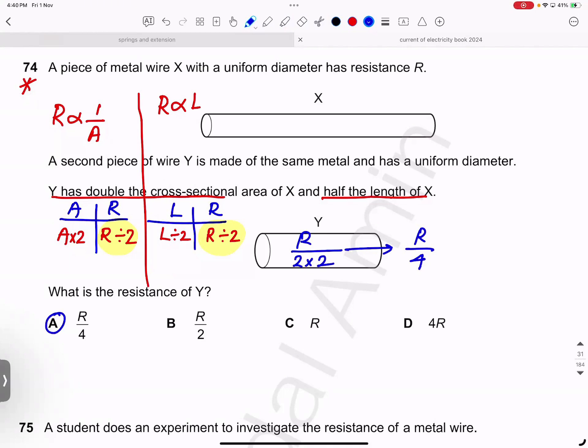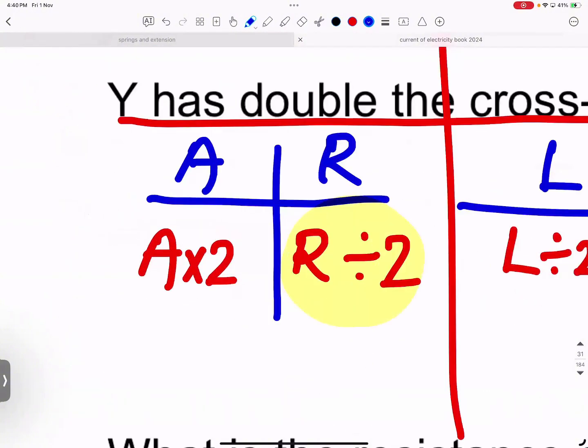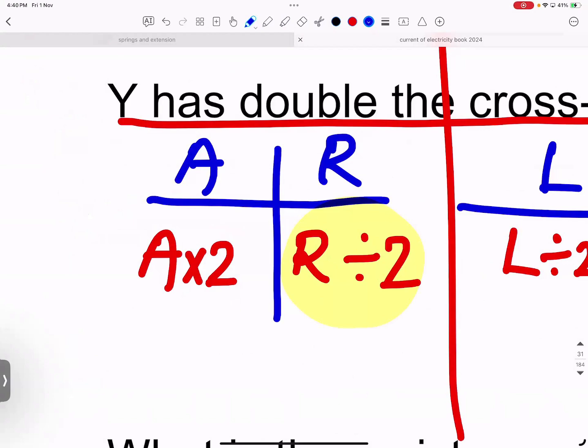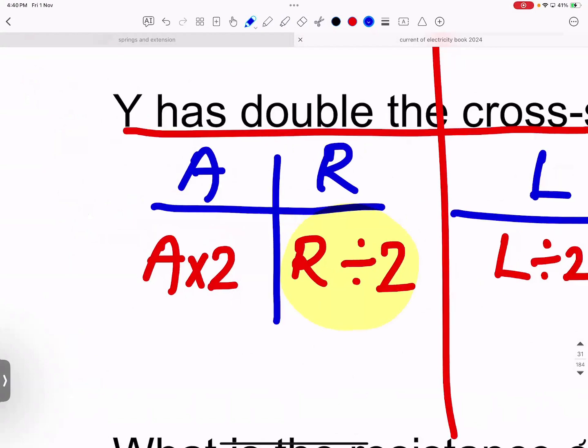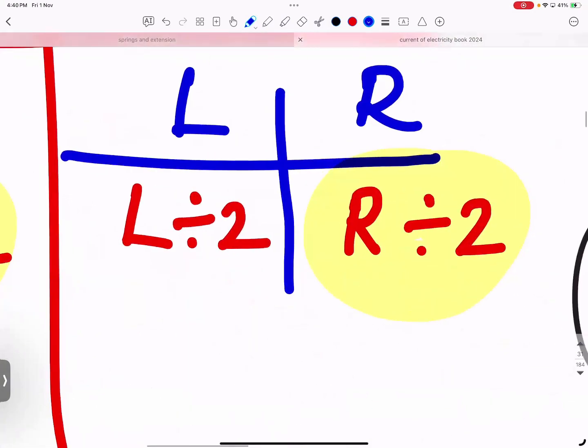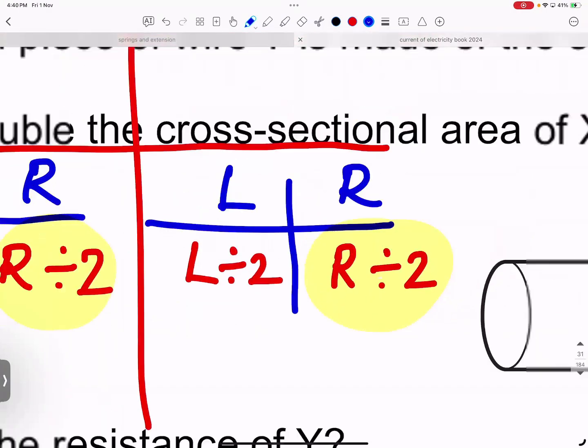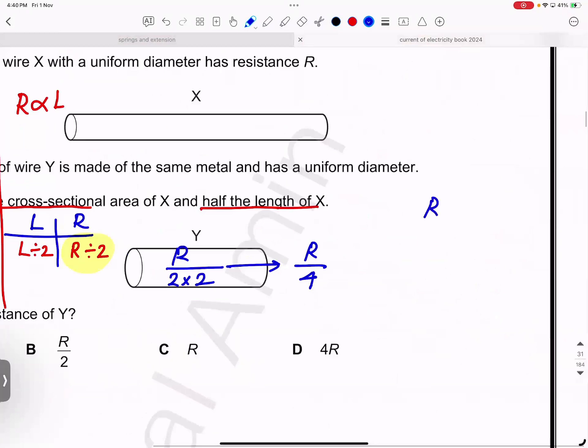Question number 75. If the area is times 2, resistance will be divided by 2. If length is divided by 2, resistance will also be divided by 2. So divide by 2, again divide by 2, divide by 4.